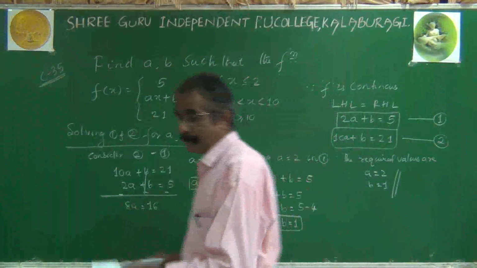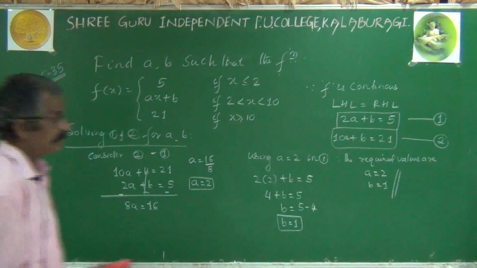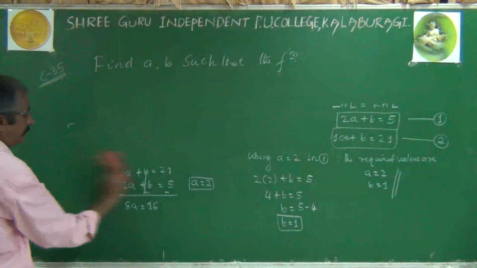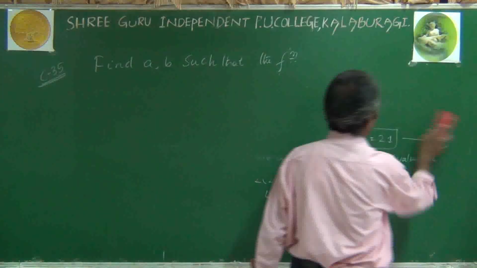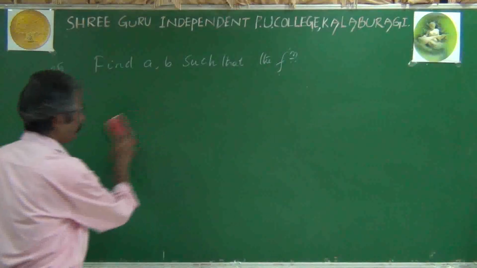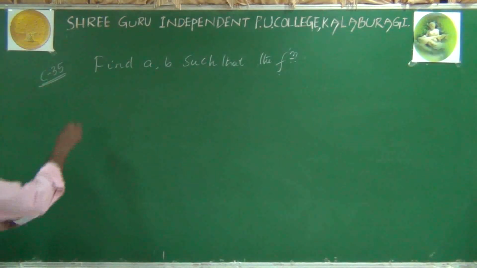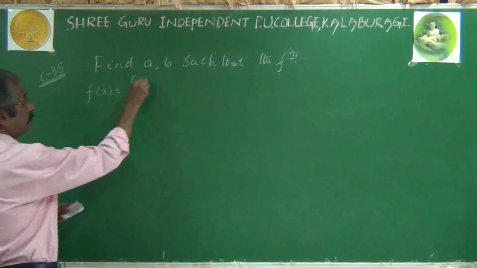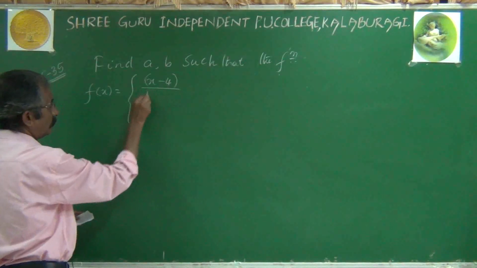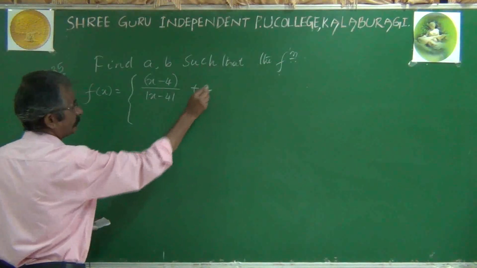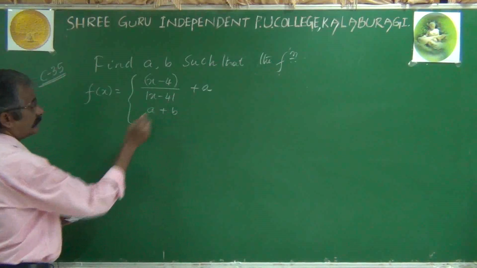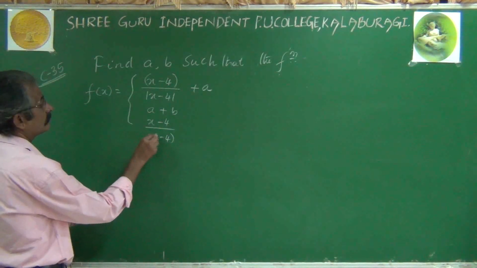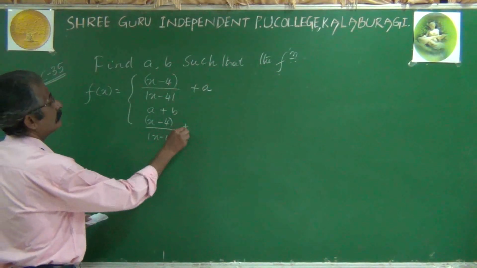Next question, again of similar type. Find a comma b such that the function f of x equals to: first value, x minus 4 divided by modulus of x minus 4 plus a; second value, a plus b; third value, x minus 4 by modulus of x minus 4 plus b.